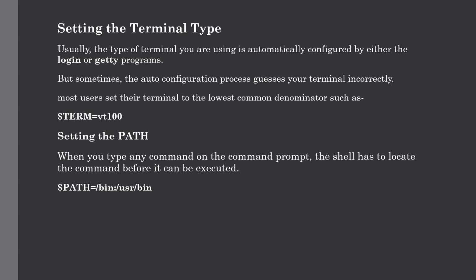So when you type any command on the command prompt, the shell has to locate the command before it can be executed. So the path variable specifies the locations in which the shell should look for the commands. Usually the path variable is set in this manner, as you can see here. Each of the individual entries is separated by these colon characters.